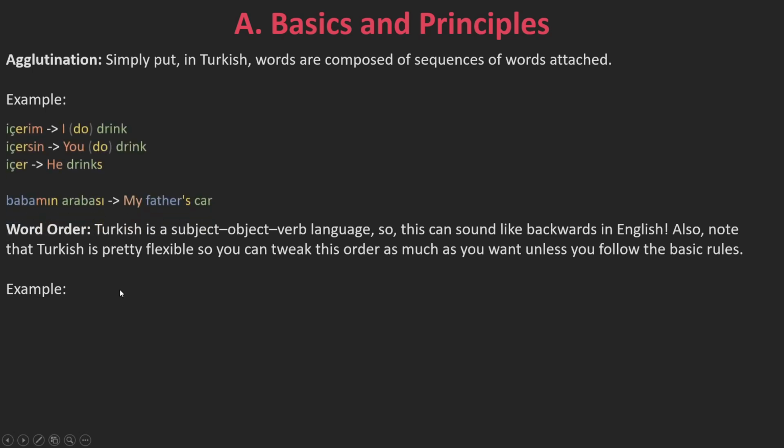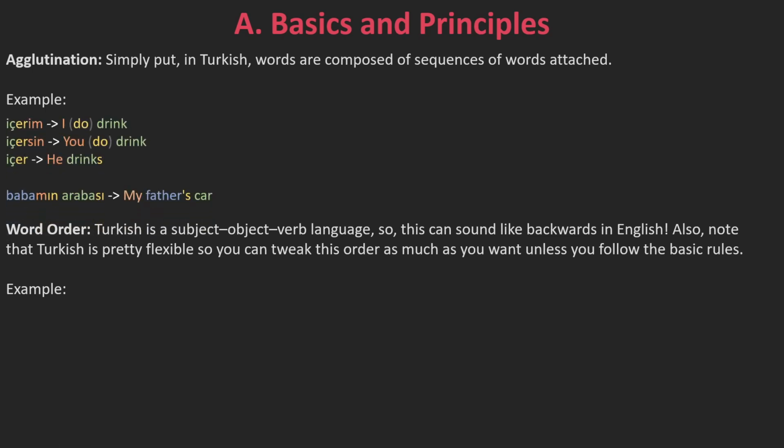So for example, in English you say "I do drink." You say three words: I, do, drink. In Turkish, that can look like one word, but there are suffixes that are all connected to each other. İç, erim. All of these, I will call them markers, or you can call them suffixes. All of these show a different meaning.